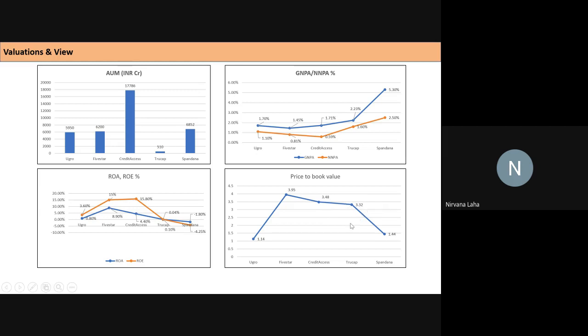So I think UGRO can go from 1x to about 3x, and that is what I'm betting on. Of course, this 3x price to book value will not mean the price will become 3x, because there'll be some equity dilution. So maybe the price will become only 2x or 2.5x if the thesis plays out.